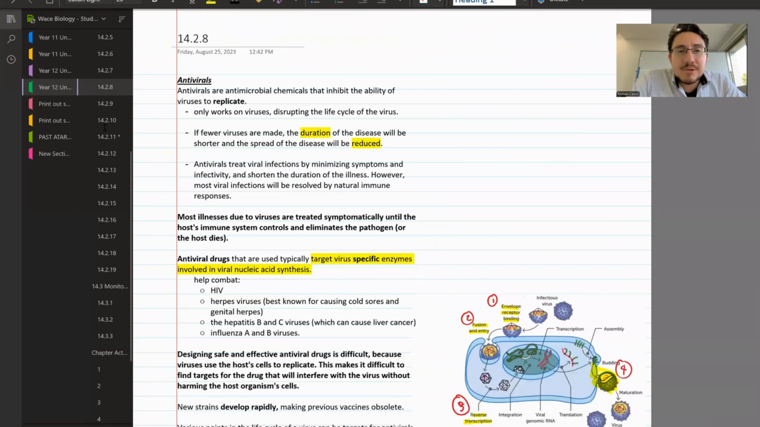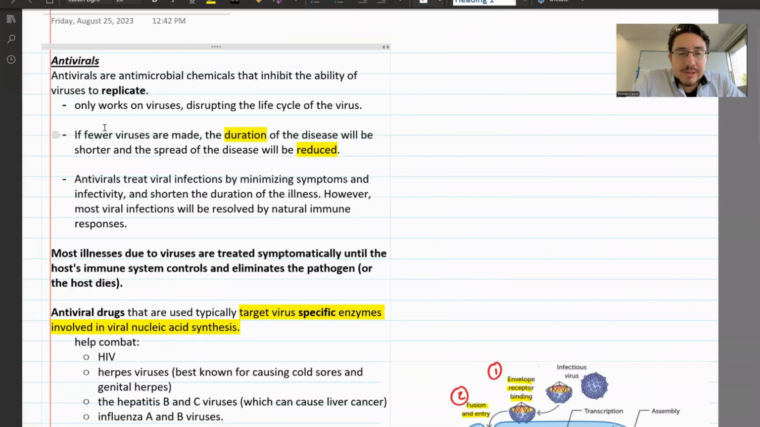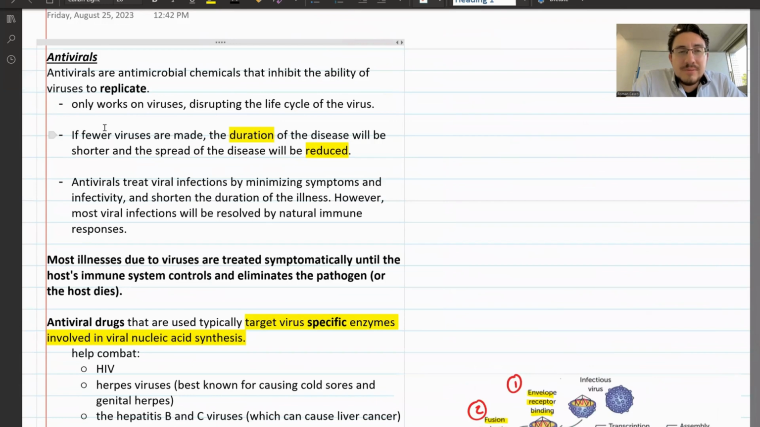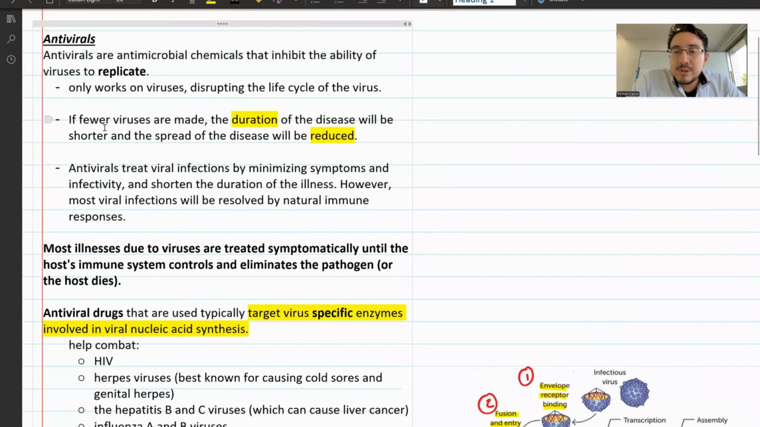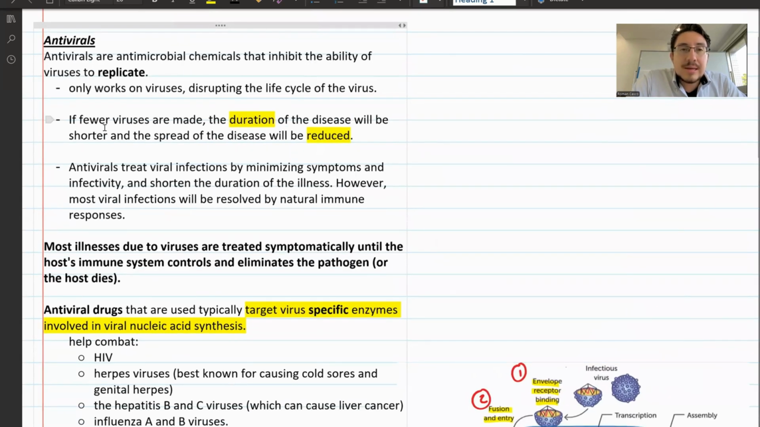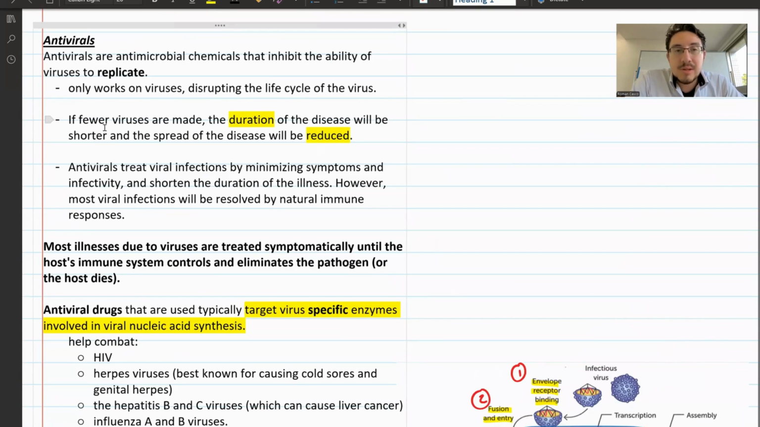Okay. Antivirals are a very similar situation. You try to focus on a chemical to inhibit the ability for viruses to replicate. Pretty simple, right? It only works on viruses. That's why they're referred to as antivirals, right? And of course, if you reduce the life cycle of the virus and inhibit it, there's less virus, so the duration of the disease will decrease, right?